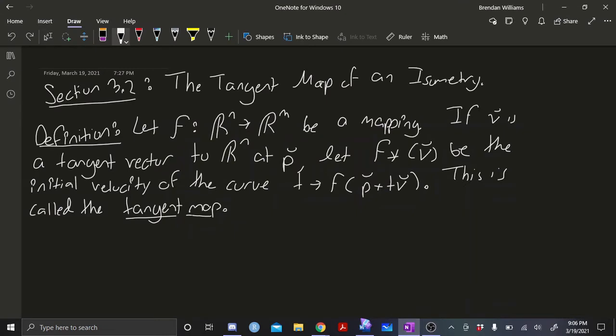Welcome back to Differential Geometry. Today we'll be talking about the tangent map of an isometry, which corresponds to section 3.2.